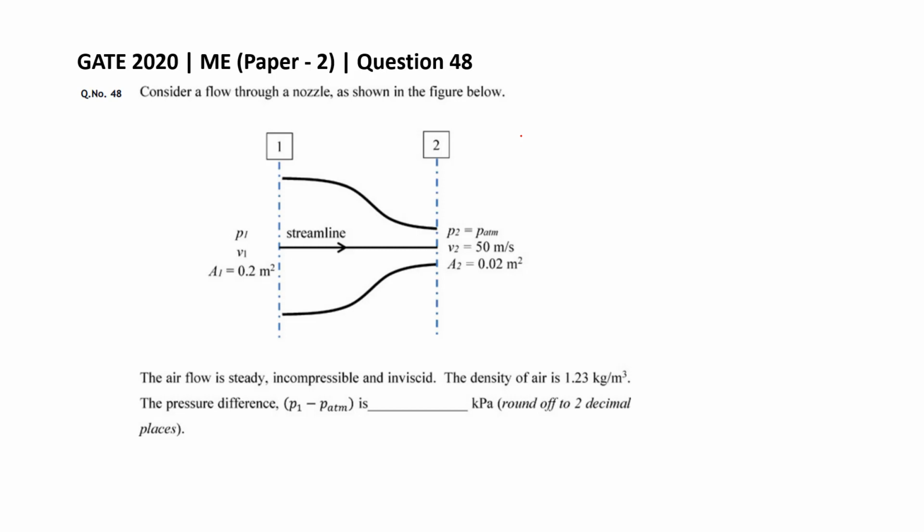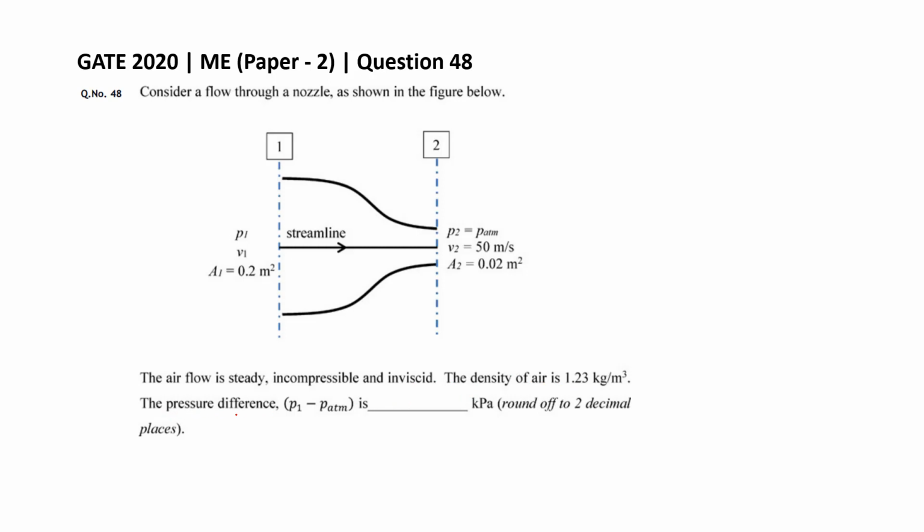Okay, so now we'll switch gears and see a different topic, through this simple problem from GATE 2020. This problem is of, well, Bernoulli's equation, we will find out, but let's read it. Consider a flow through a nozzle as shown in the figure below. So you have some kind of a nozzle flow here. The air flow is steady, incompressible, and inviscid. They've given us all the properties of this flow, and the density is also given to us.